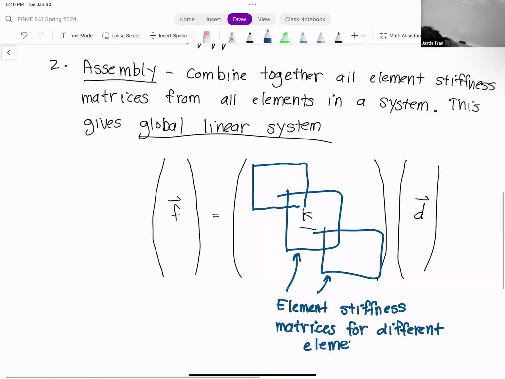Okay. So that was just about the last thing we went over. We learned how to take each element, look at the nodes that it's connecting to, and then assemble that into the correct spot in the global stiffness matrix.